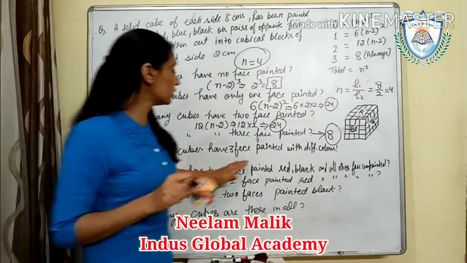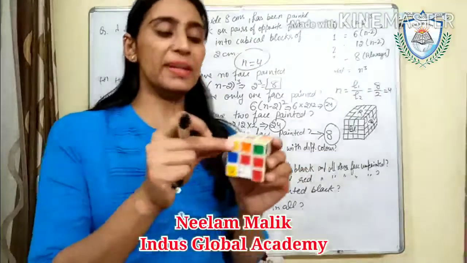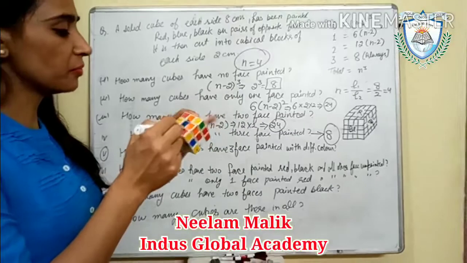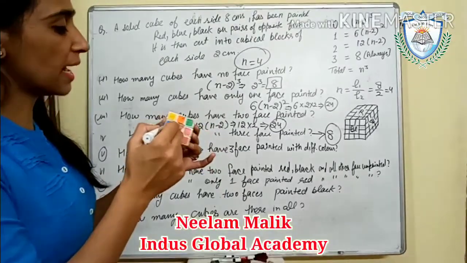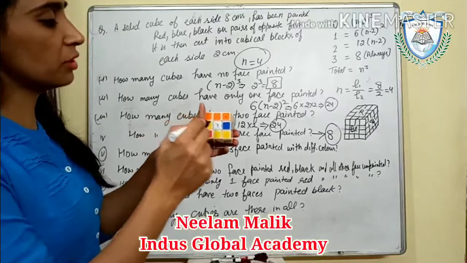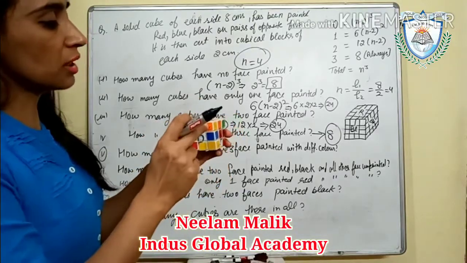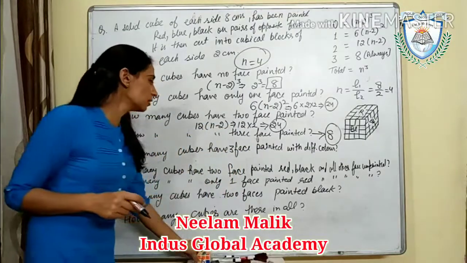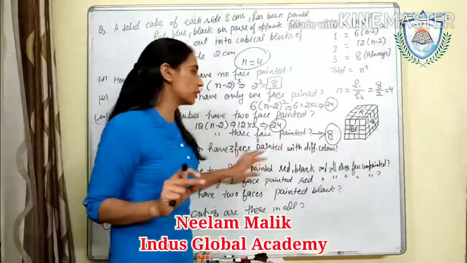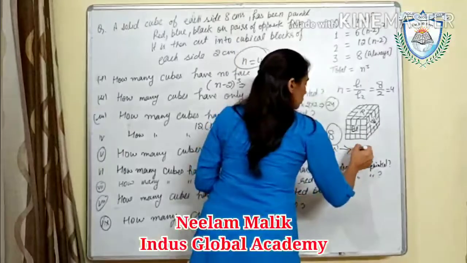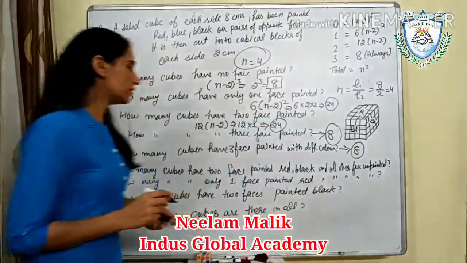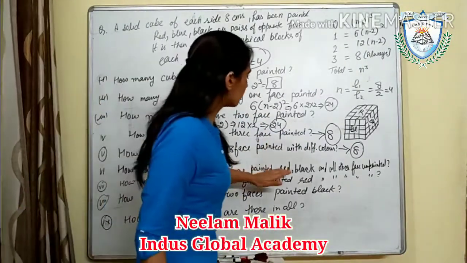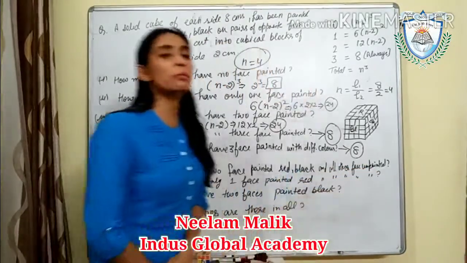How many cubes have 3 faces painted with different colors? Suppose according to our cube, this is red, here will be black, and here will be blue. So this will be the 3. At the corners there will be 3 different colors, and that is always fixed. So this is also 8.